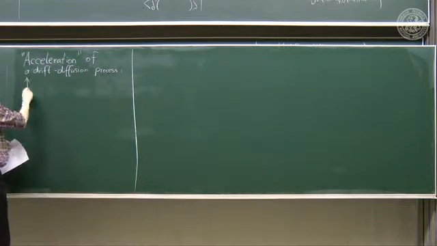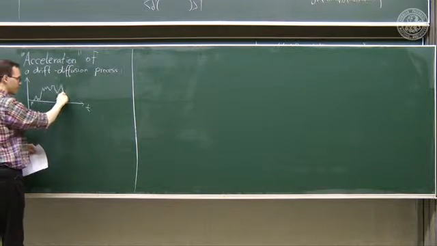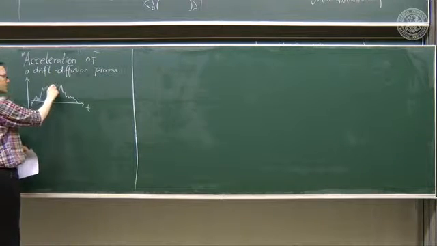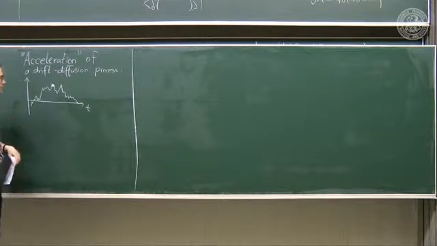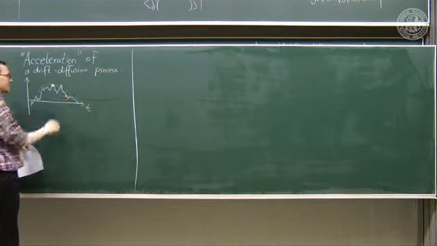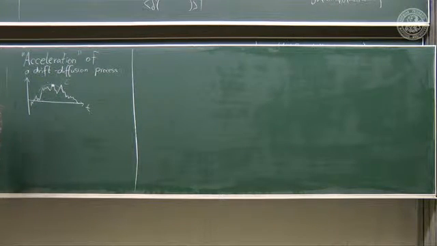Again, I will draw a picture, x versus t. I might have something like this. And then an Ornstein-Uhlenbeck process, for example, has always the tendency to go back to the origin. Now, okay, I want to define the acceleration at some point, for example, here. It might be a nice exercise for you to just imagine whether you think that the acceleration is negative or positive. Actually, it's not so easy, and I will tell you that it depends on the definition.